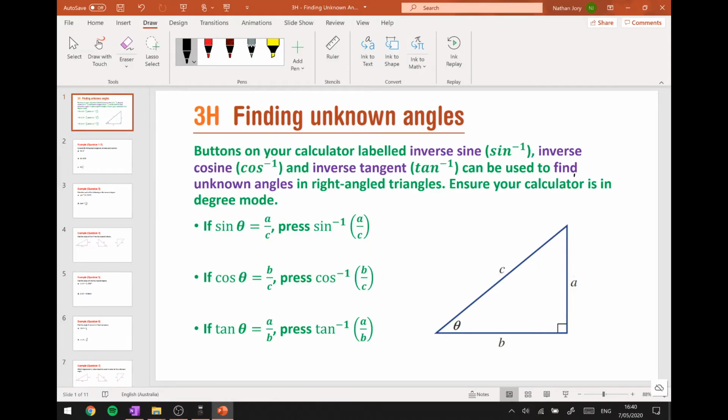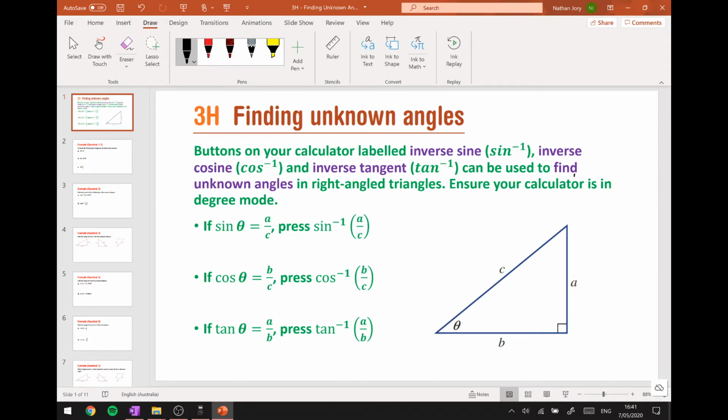Okay, finding unknown angles. We've been using the trig ratios to find missing side lengths, but that's not always the case. You can also use them to find unknown angles. So say, for example, that we knew that this was equal to 3 and this was equal to 4. We could find what this angle was by using one of the trigonometric ratios, but we have to do a few steps a little bit differently.